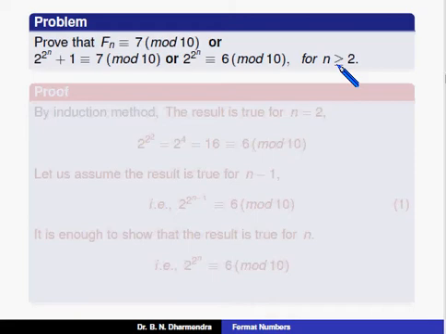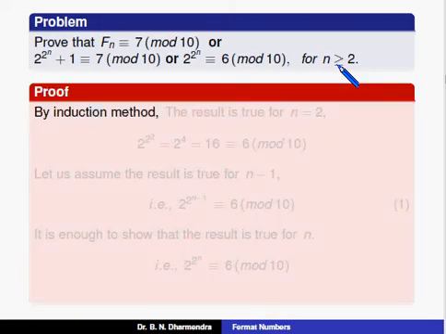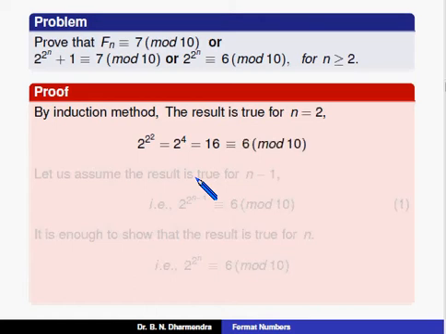So this one is proved by the induction method. Therefore the result is true for n is equal to 2, the first number. So when I substitute here in this term, 2 to the power of 2 to the power of 2, that is 2 to the power of 4, that is 16. Definitely 16 is congruent to 6 modulo 10. So hence the result is true for n is equal to 2.